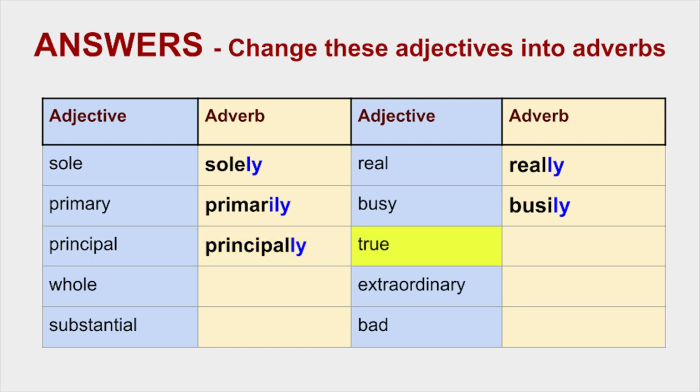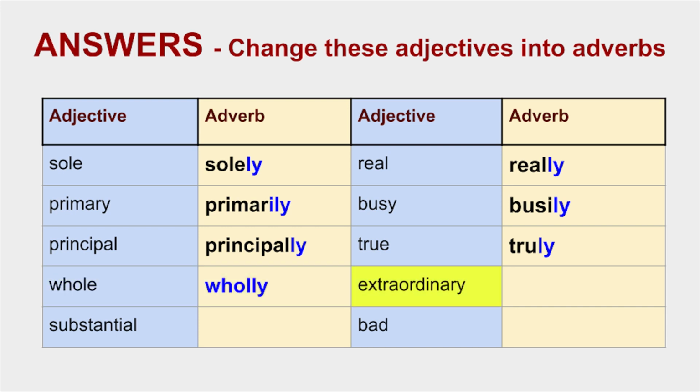True. True is one of the adjectives that change its spelling when transformed to an adverb. It does not follow the rule to add ly even though it ends with an e. The same applies to whole. The spelling is changed to wholly.